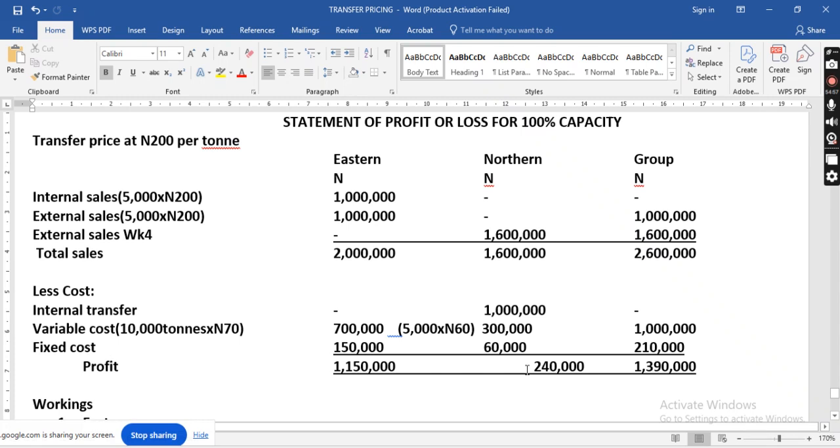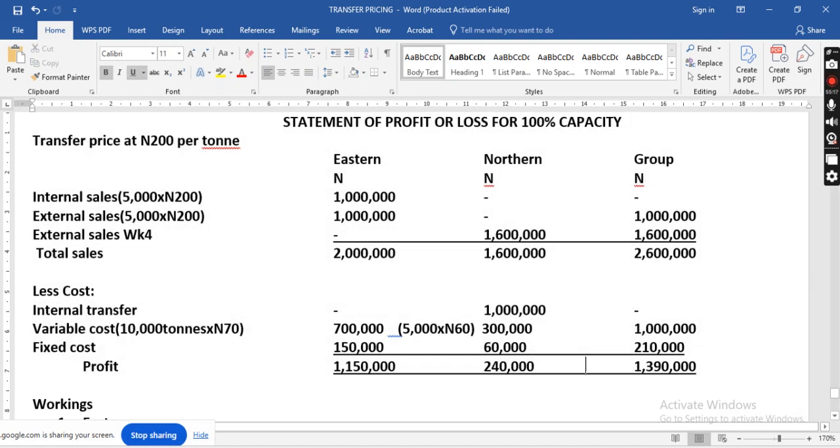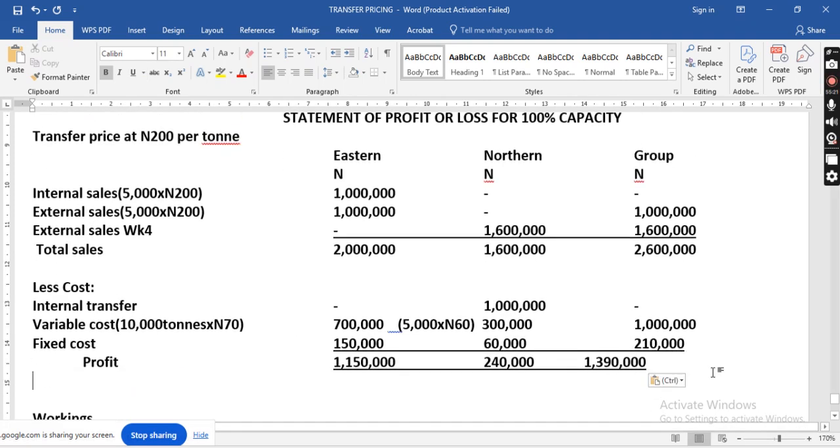So if this is what we have, we do the same thing for 200 what? 200 tons, right? 180 rather. 180. So we copy this part. So 180. So this is 180, right?